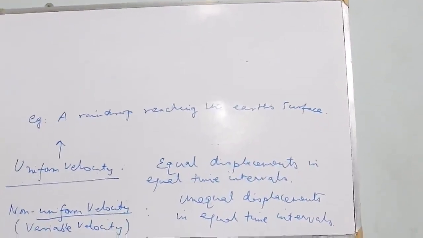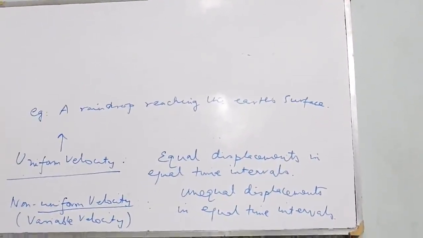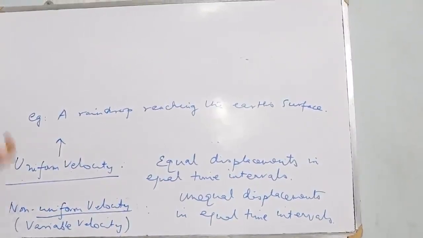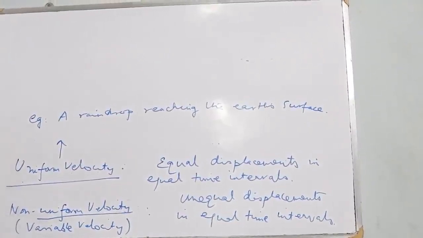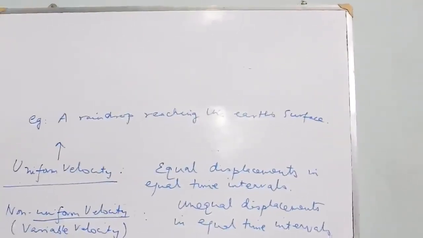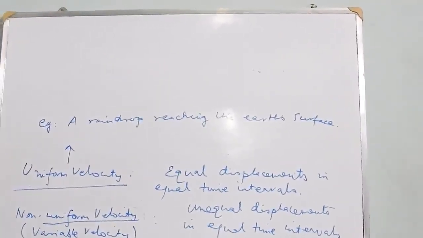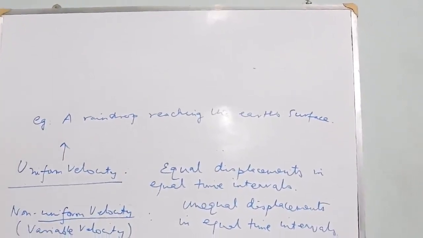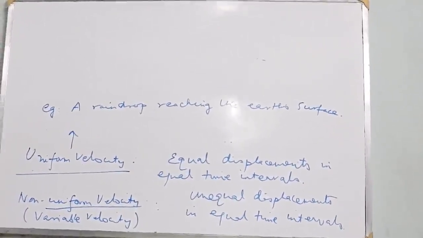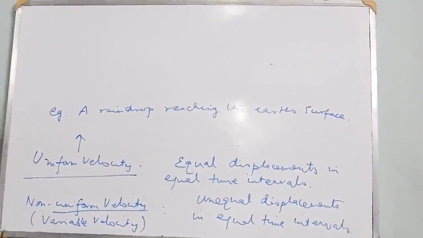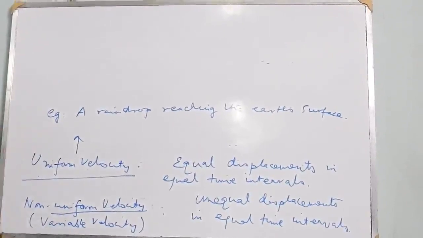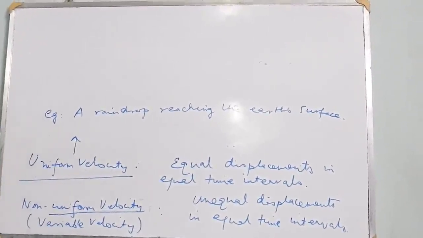And non-uniform velocity: there are several situations where a body is moving with non-uniform velocity. A body moving on a circular path has its velocity as non-uniform, because in that case the body might possess the same magnitude of speed or velocity, but because its direction is continuously changing, the velocity is non-uniform.